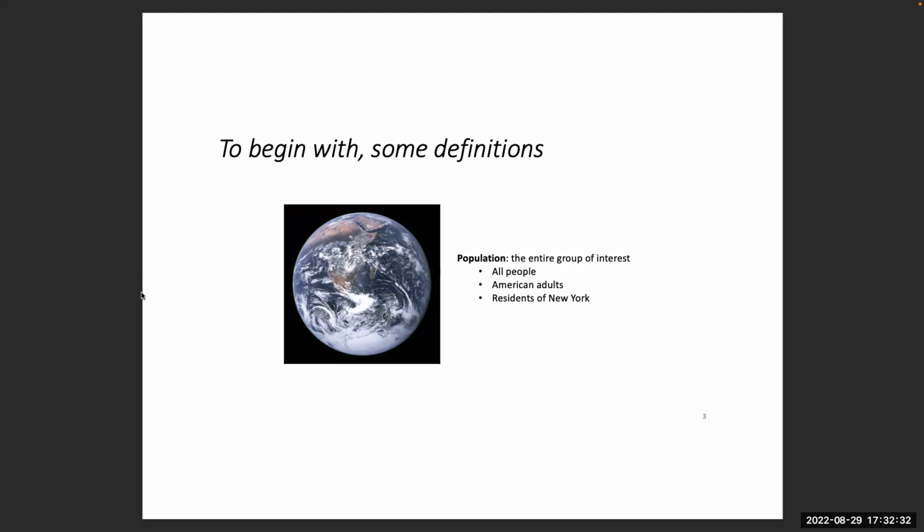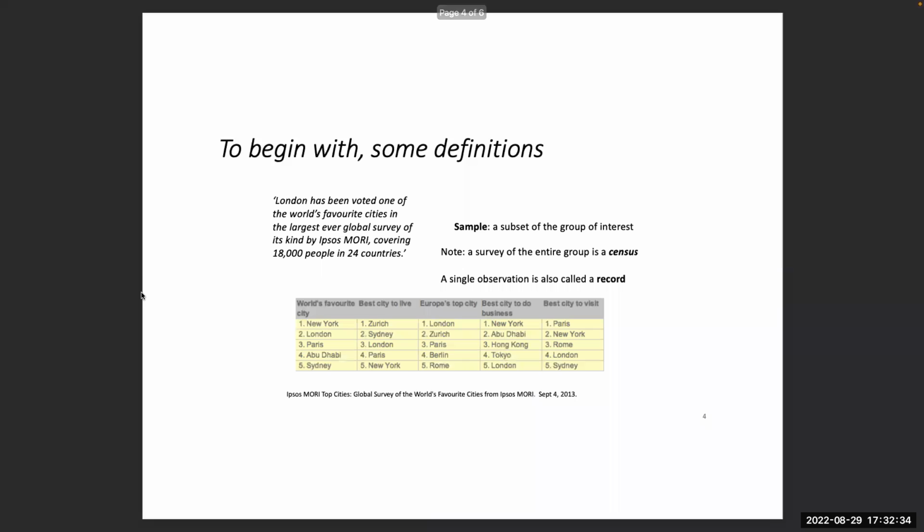If you have a sample, that's where this becomes an interesting distinction. A sample is a subset of this population. So you take a certain sample of your population and you study that sample.